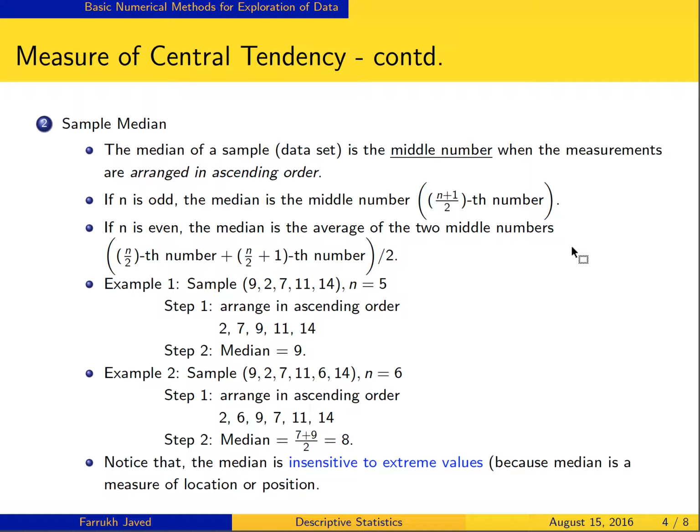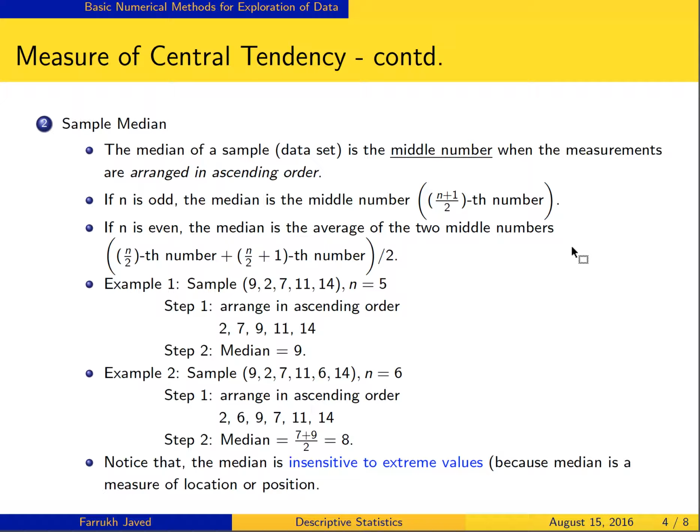So that middle value will give you the median of the data. Now if n, the number of observations, is odd, then the median is the middle number. If n is 5, then the median is the (n plus 1) over 2th number. This shows the position of the number which is the median of your data. So if n equals 5, then 5 plus 1 over 2 is 3.